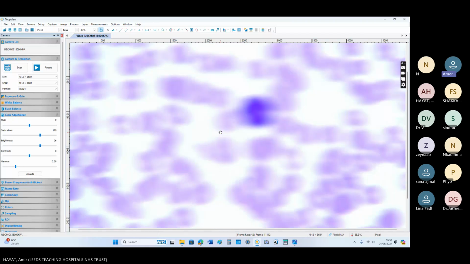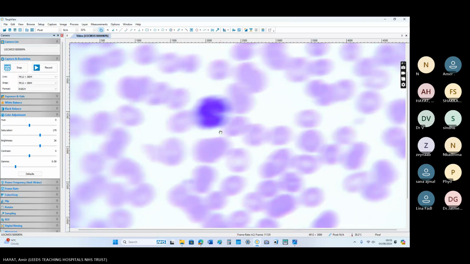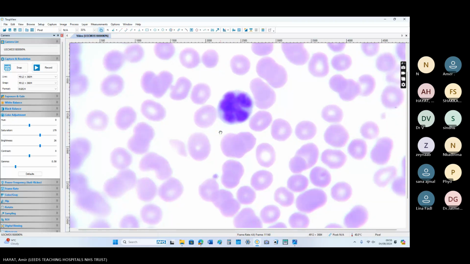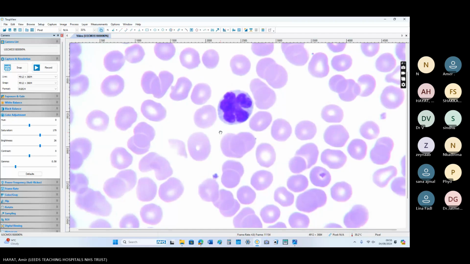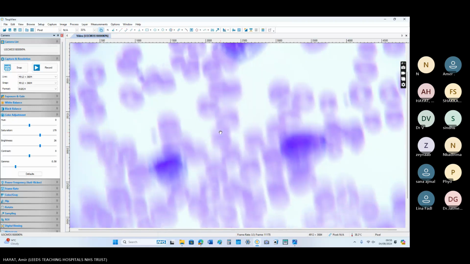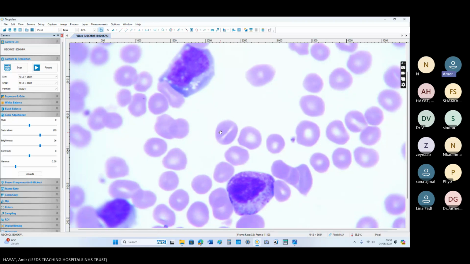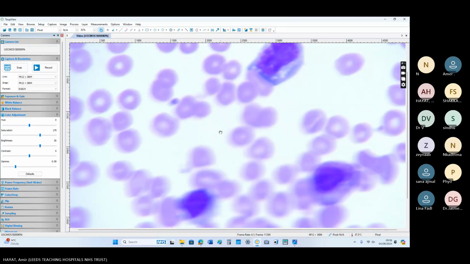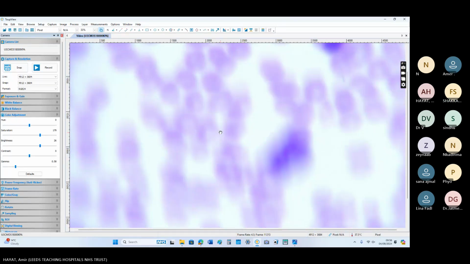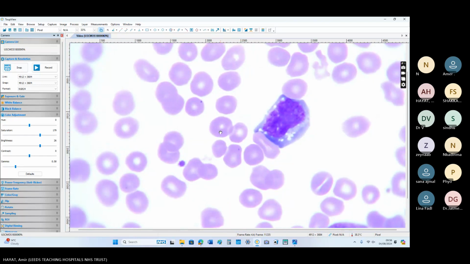I will show it to you at 100 power. This one. This is a bit flowery shape. What about these cells? I will focus it for you. This one.